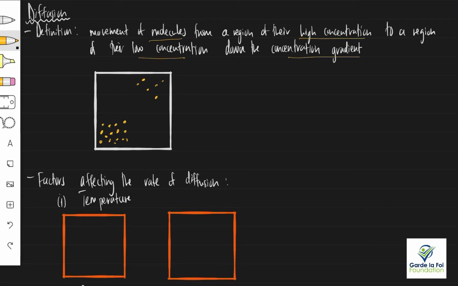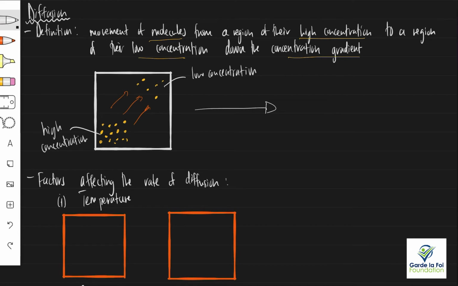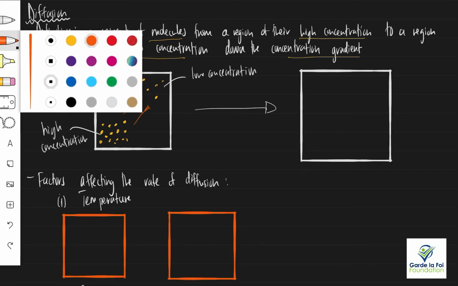So when we have a closed system here, we can see that this is a region of high concentration, and this is a region of low concentration. We're going to see the movement of these particles from the region of high concentration to the region of low concentration. And this is going to happen until all the particles are evenly spread out.